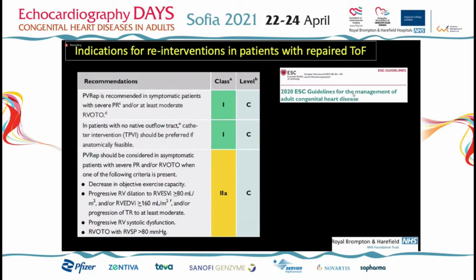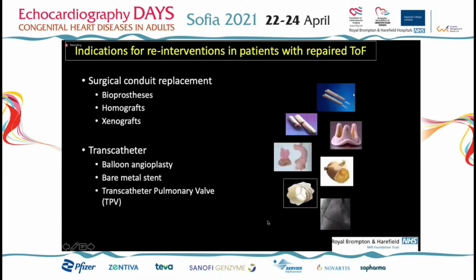Then progressive RV dilatation, or RVOT obstruction combined with the regurgitation, or if there's pulmonary hypertension or very increased pressures across the right ventricle for any other reason. So the preferred options nowadays are not only surgical, but mostly transcatheter options. So we could do balloon angioplasty, we could insert a bare metal stent, or we can insert directly a valve.